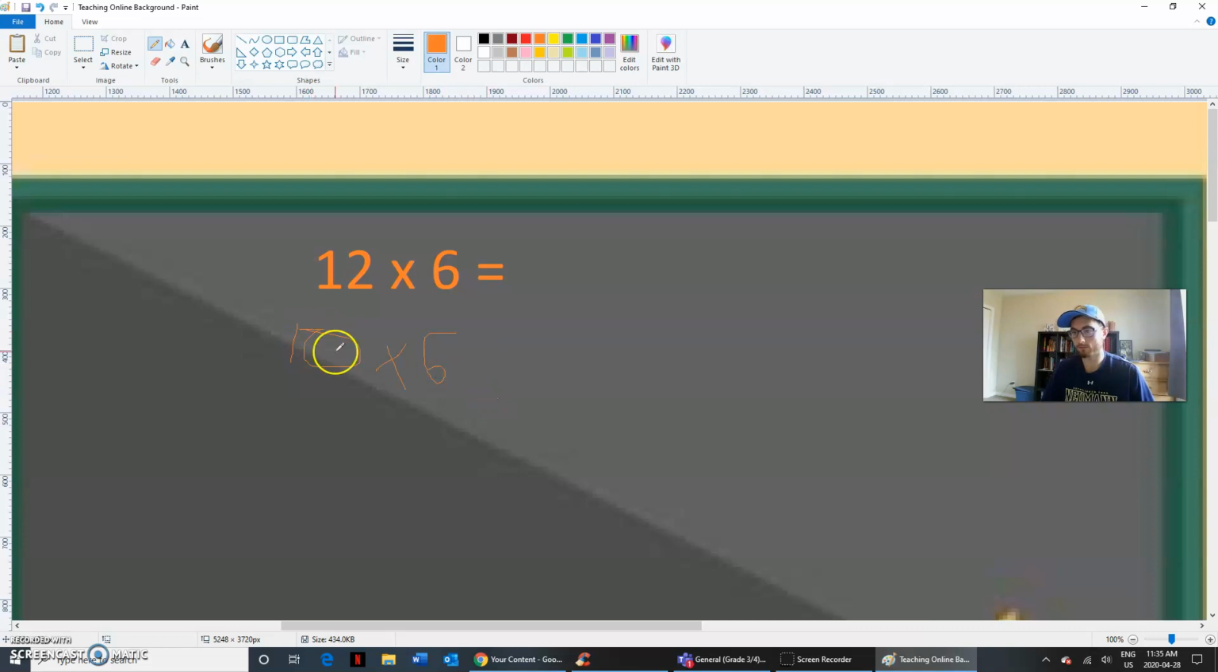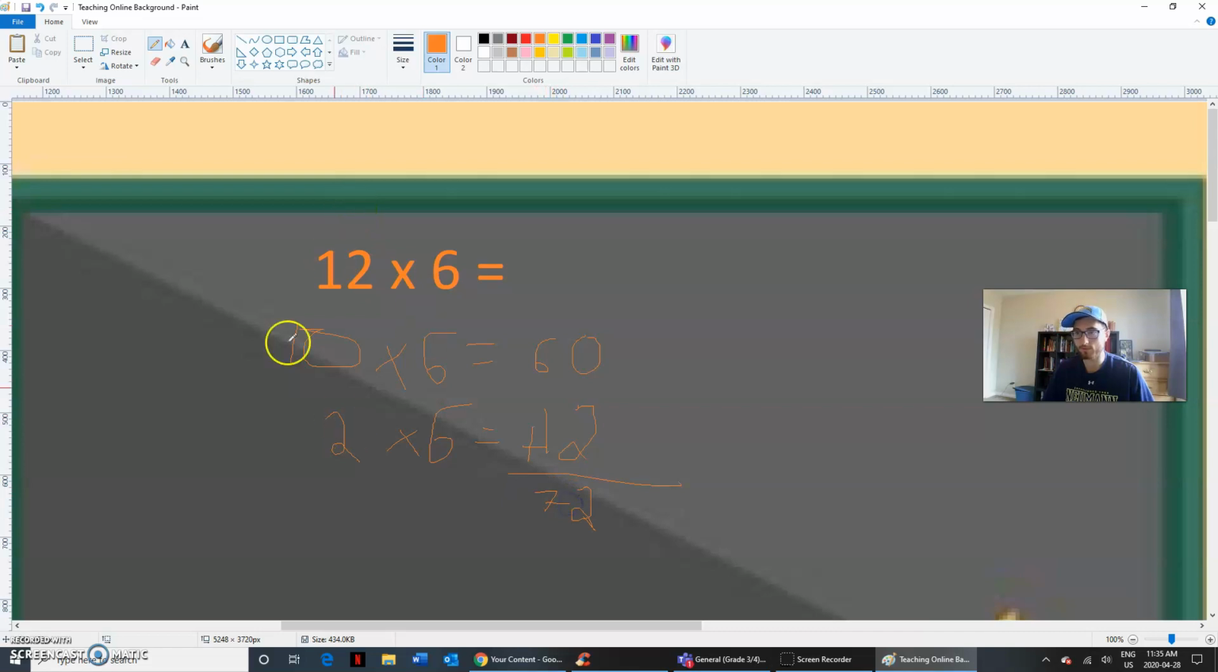And so 10 groups of 6, right, we know 6 times 0 is 0, and 6 times 1, 10 is 60. And how many groups have we used? 10. So we just need 2 more groups of 6. 2 times 6 we know is 12. So we just need to add that together. So 60 plus 12 is going to be 72.